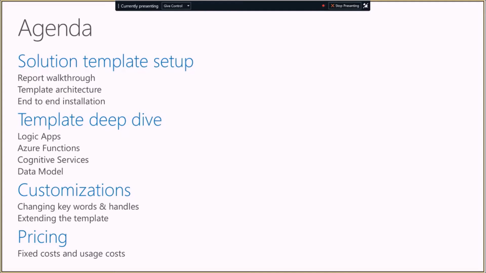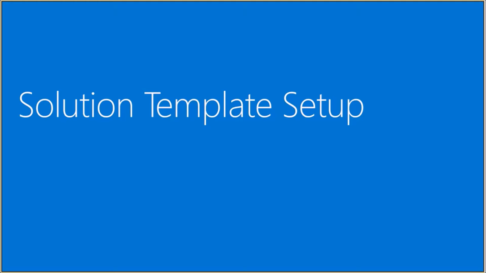In the next section, we'll do a template deep dive. We're going to look at what the solution template has spun up, look at every component, and talk about how the solution template works together. We will then look at how you can go about customizing an existing solution. We will look at how you can go about doing things like changing the keywords, how you might go about extending the template. And finally, we'll talk about pricing at the very end. So let's go ahead and get started and do a report walkthrough and set up the solution template end-to-end.